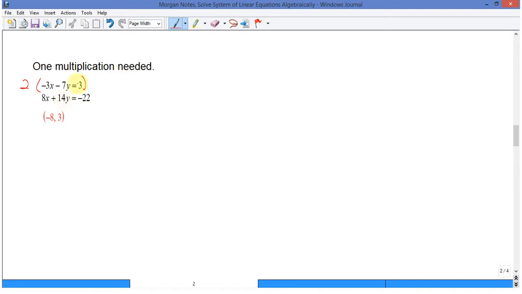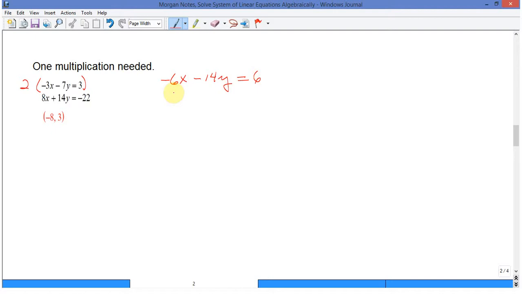So let's do that. 2 times this negative 3x, that's a negative 6x. We need to be careful that the 2 multiplies by every term in the entire equation. 2 times a negative 7y, that's a negative 14y. And 2 times the 3 is equal to 6. So I've rewritten the first equation. It's still the same equation, but it looks different, and there it is.